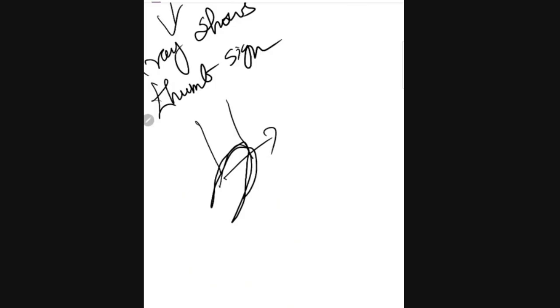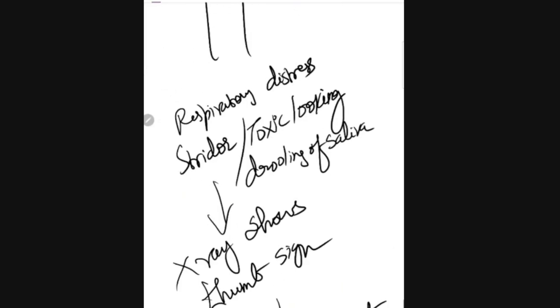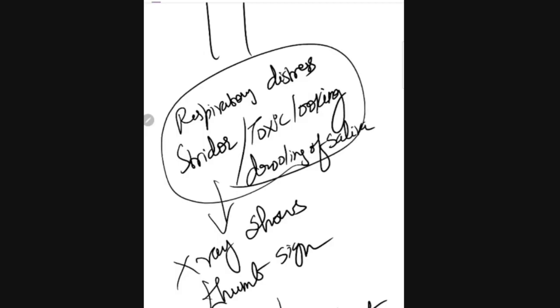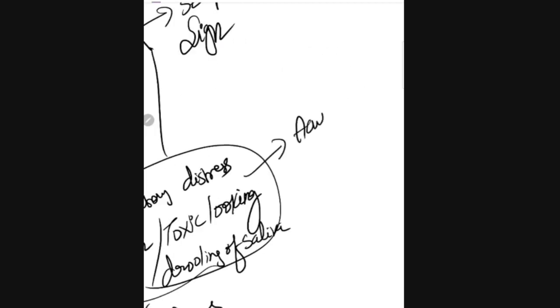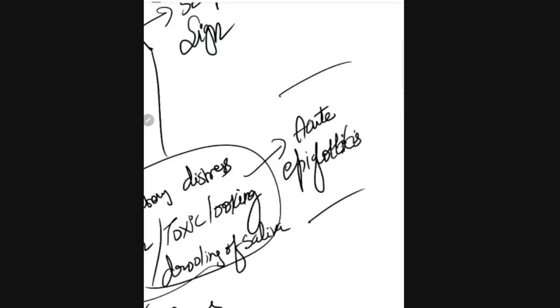You get thumb sign because of swelling near the epiglottis. What is this? Nothing but acute epiglottitis, more commonly due to Haemophilus influenzae.